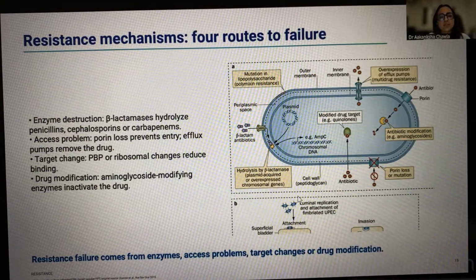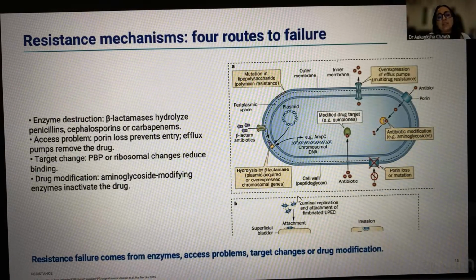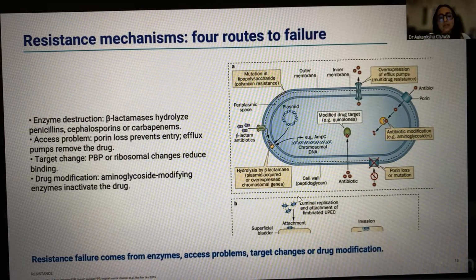One is enzyme destruction, where beta-lactamases hydrolyze penicillins, cephalosporins, and carbapenems. There can be an access problem, that is loss of porin channels which prevent entry, or efflux pumps which remove the drug altogether. The target site can be changed, that is penicillin binding protein or ribosomal changes, and they reduce the drug binding. And then drug modification with aminoglycoside modifying enzymes which inactivate the drug altogether. So resistance failure comes from all of these together. It is not always just the drug failure.